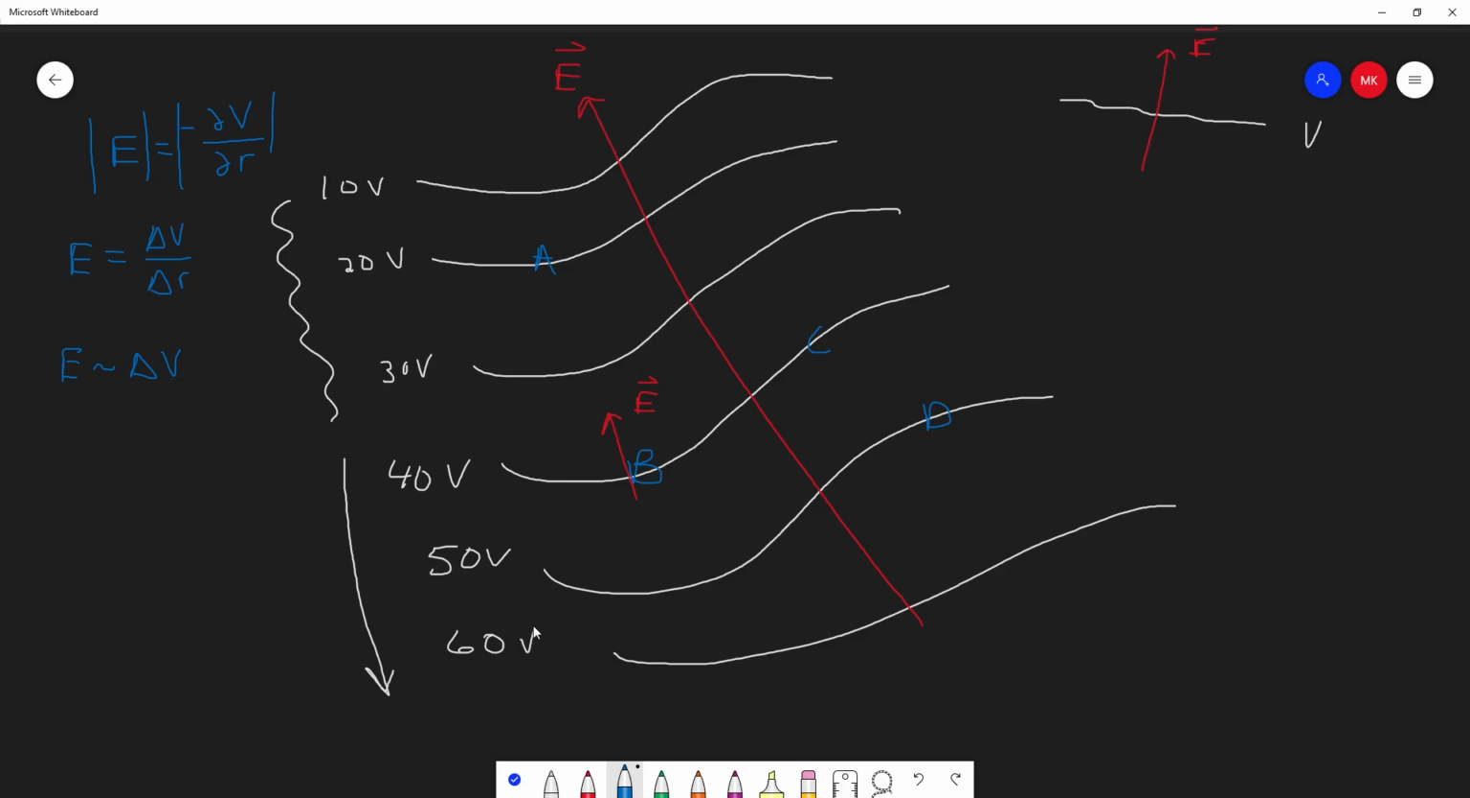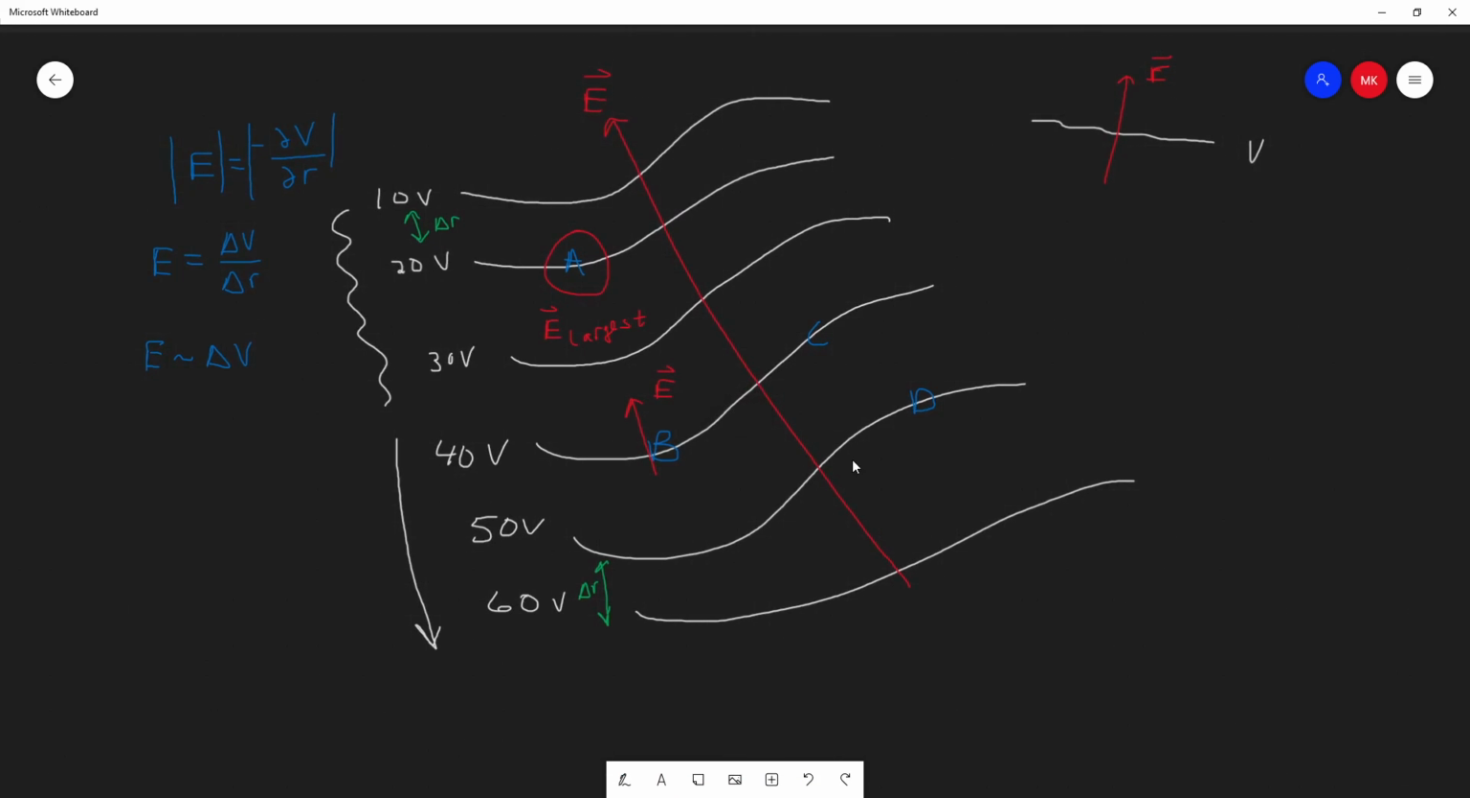Since these lines are closer together, this displacement between them, delta R, is smaller than it would be, say, over here. So with that being said, our delta V with respect to delta R is the biggest when these lines are closer. Therefore, at point A, our electric field is the largest. So I'm going to write E is the largest. Alright, and that concludes problem 1.